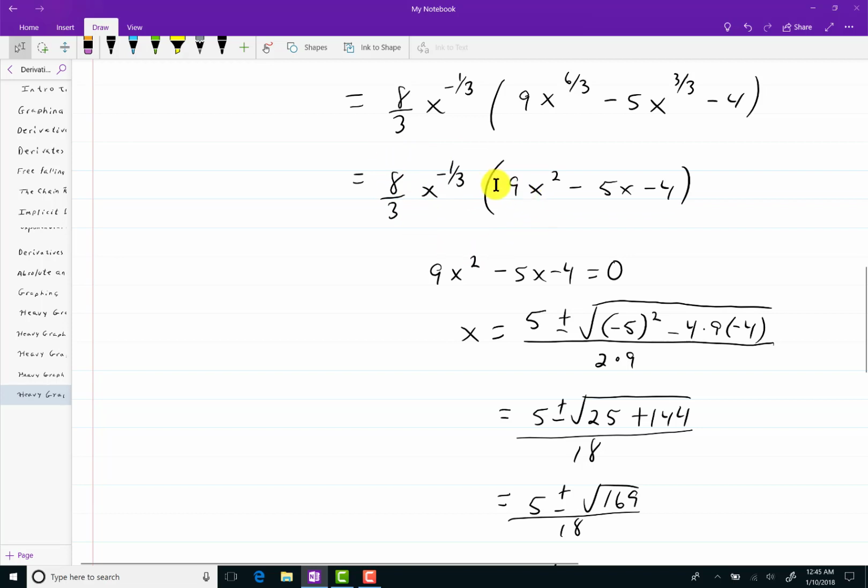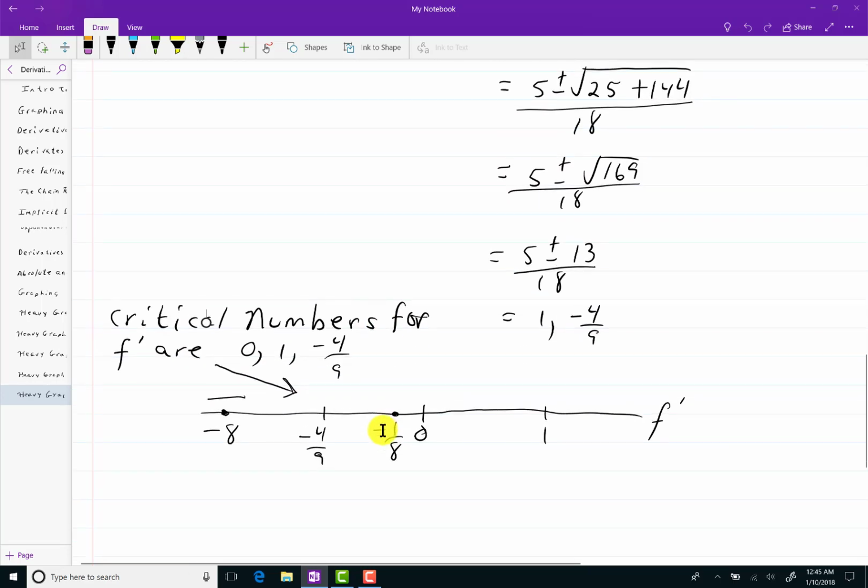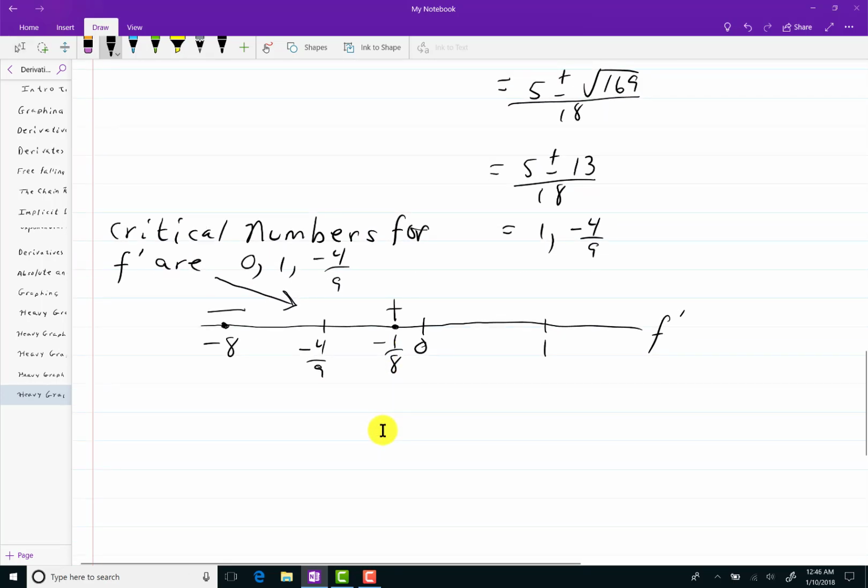And then what happens inside of here? I get 9 over 64 minus 5 over 8, plus 5 over 8 minus 4. I can tell that the minus 4, its negativity is much greater than this part's positive. You can check it out for yourself. But that tells me that I have a negative times a negative, which gives me a positive. So that I am then increasing. So this value of x here will give us a local min.